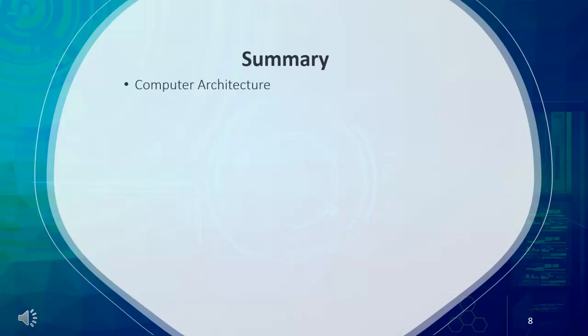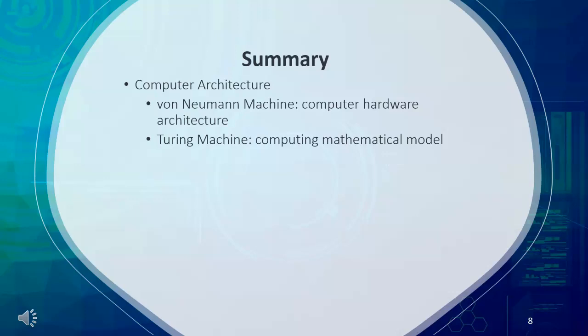In this part about computer architecture, I briefly went over two computer models, von Neumann machine for computer hardware construction, and Turing machine, a computing mathematical model.